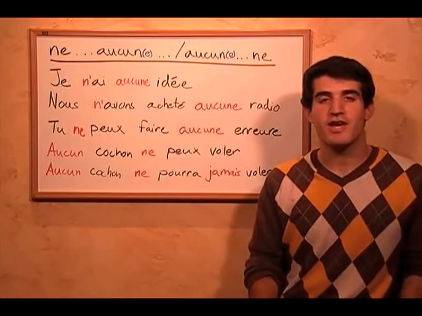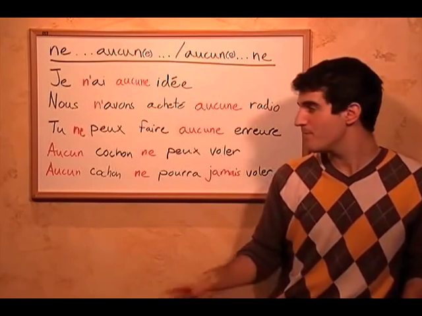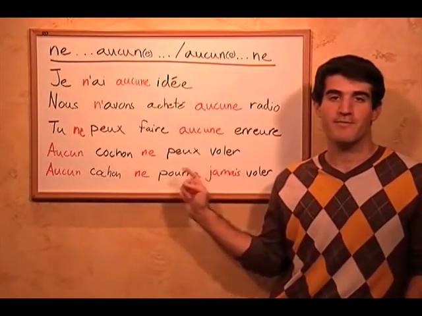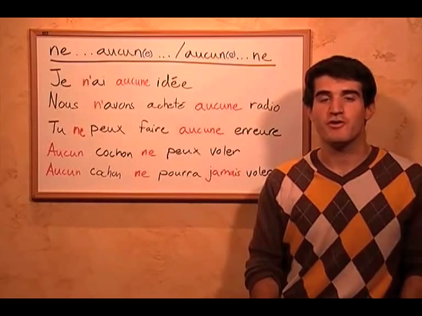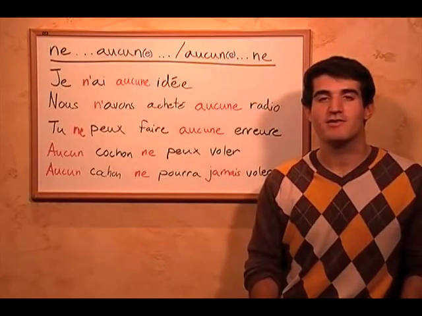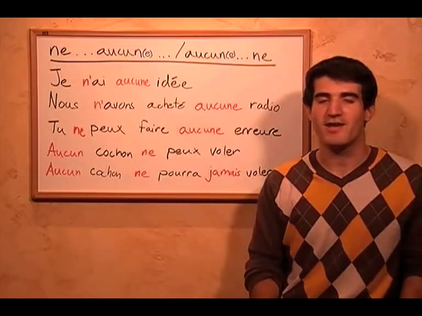We can also use aucun and aucune in the beginning of a sentence. So for example, aucun cochon ne peut voler. Cochon is pig, and voler is to fly. So this means no pig can fly.